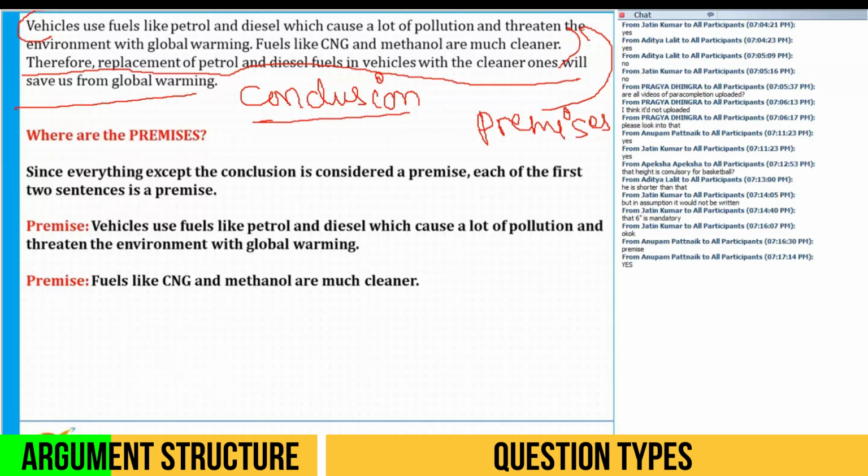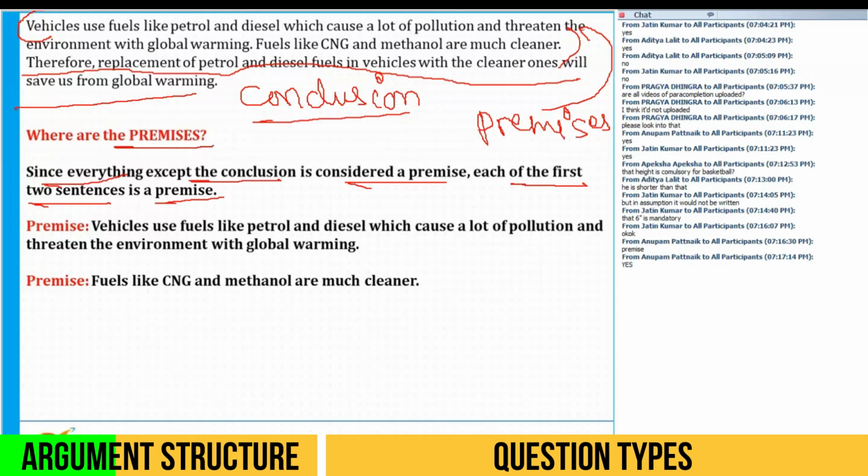So if I ask you in this particular paragraph, where are the premises, then your answer is going to be very simple. Because everything except the conclusion is considered as a premise. That is why in this particular example, each of the first two sentences is a premise. So there are two premises here. Number one, vehicles use fuels like petrol and diesel, which cause a lot of pollution and threaten the environment with global warming. This is the first one. And the second one is fuels like CNG and methanol are much cleaner.